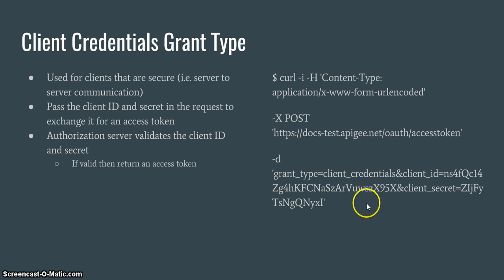And you pass in your client ID and secret, and then you get back an access token. That access token has a time limit, and every time you pass in that access token, the authorization server validates to make sure that it is a valid token. You could also have scopes included on that to further restrict the API or access.